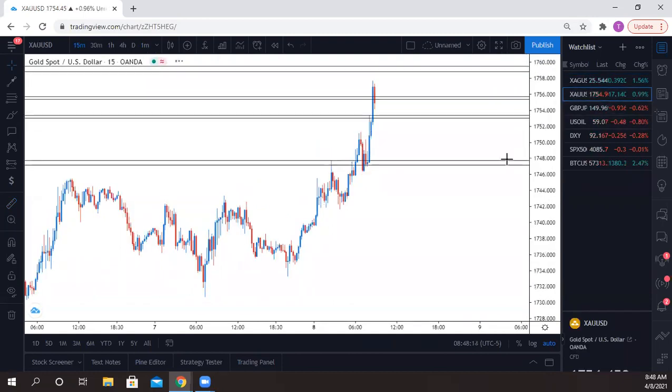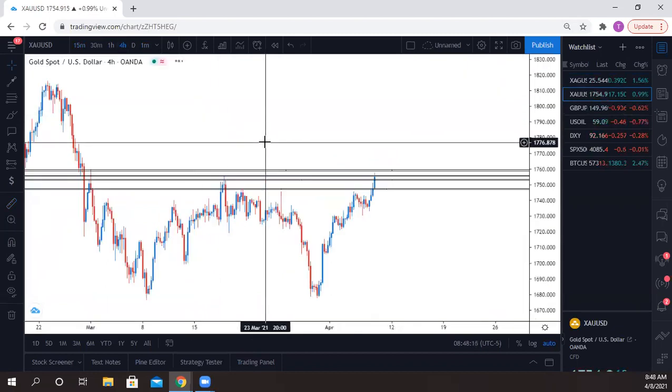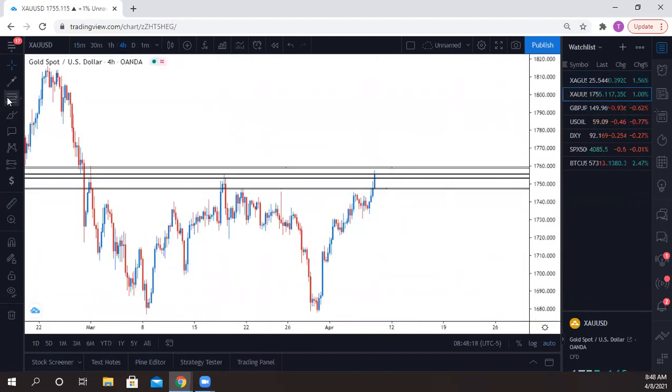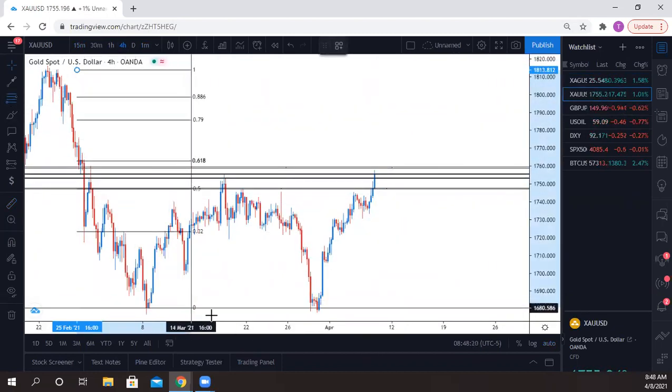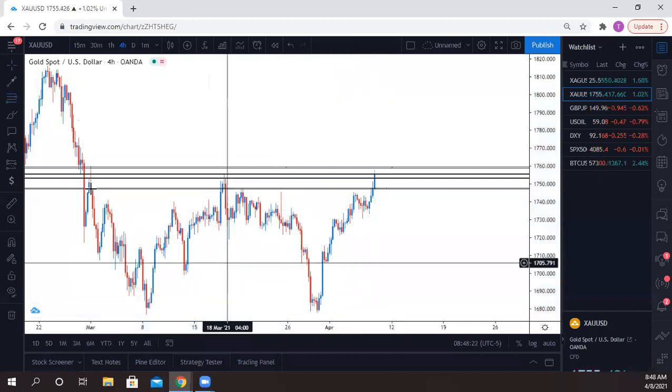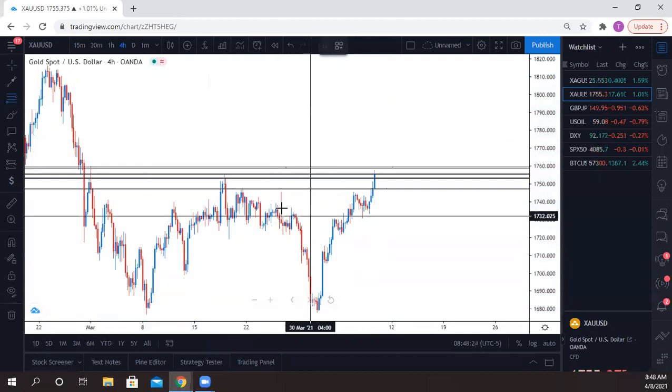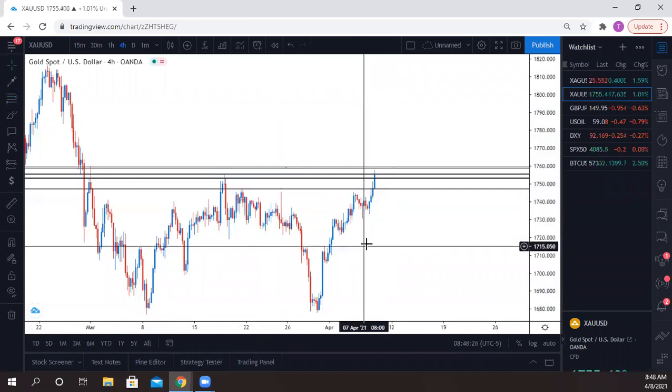Yeah, I understand your fibs. I know how to use fibs. I used fibs for a long time, just high points to low points, giving specific trade retracement levels, all of that. You can share your chart though if you want. You can drop it and I can pull it up.